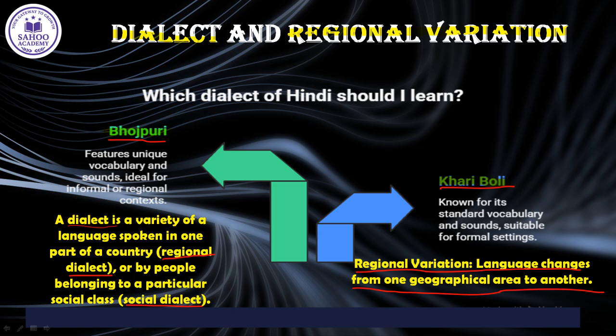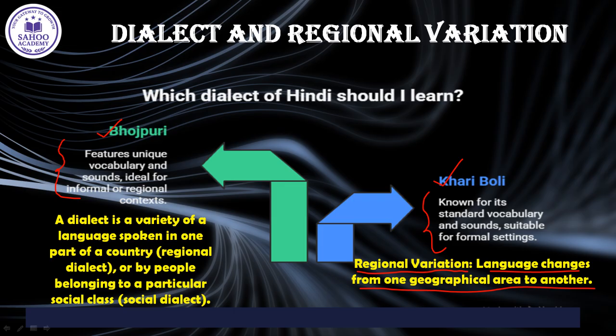Let's bring this to life with some examples. First, consider regional variation. Language naturally changes as you travel across a country. You might have experienced this yourself. So take Hindi for instance. The Hindi spoken in Delhi, known as Khariboli, is systematically different from the Bhojpuri spoken in eastern Uttar Pradesh. It is not just an accent, it is different words and sounds altogether.